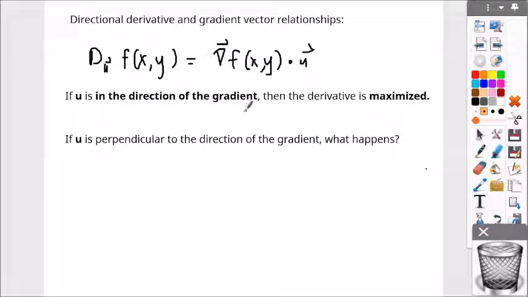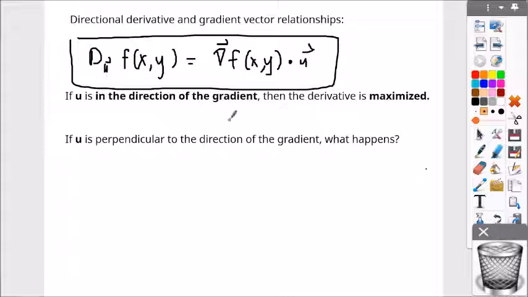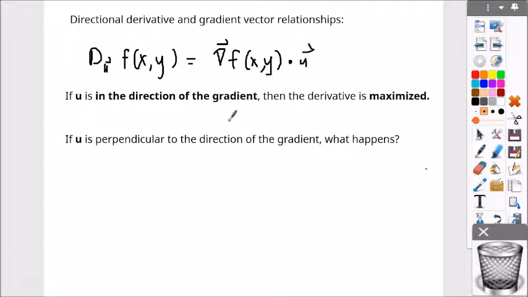So what are some relationships between the directional derivative and the gradient vector? First of all, we already established this in the previous video: the directional derivative in the direction of the unit vector u is equal to the dot product between the gradient vector of f at (x, y) and u. And if the unit vector is in the direction of the gradient, then the derivative is maximized.